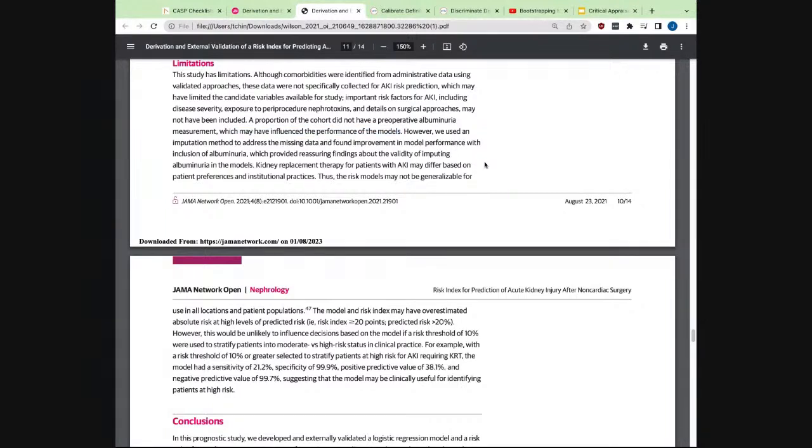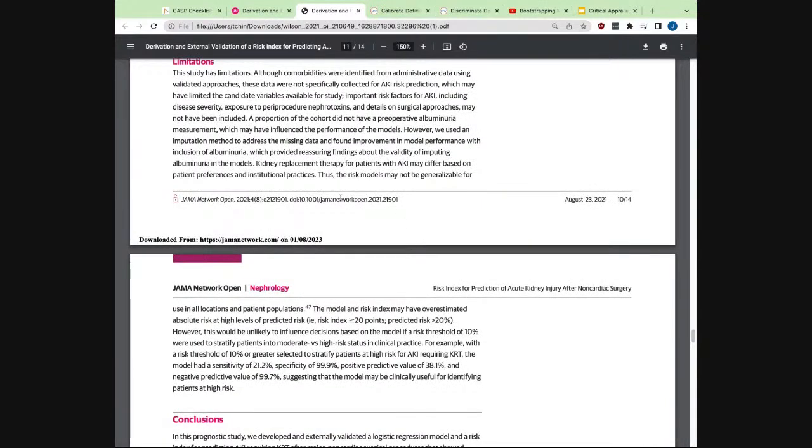So when we think about limitations, think about several ways. One is limitations inherent to the study, limitations to the data, limitations to your statistical methods. Okay, and then finally, they also talk about generalizability. So this risk model may not be generalizable for use in all locations and populations.